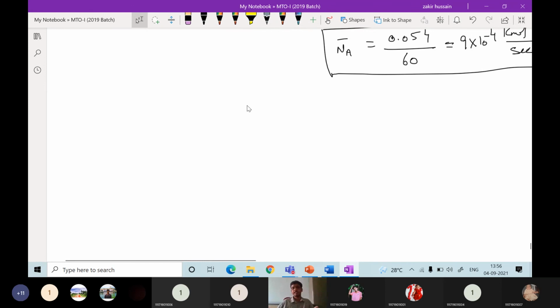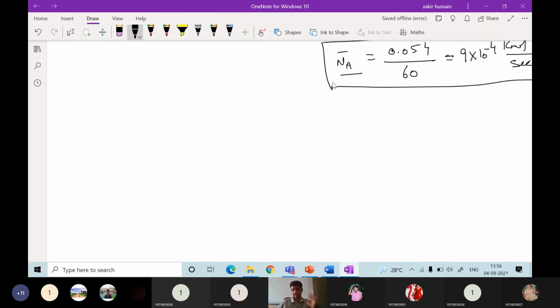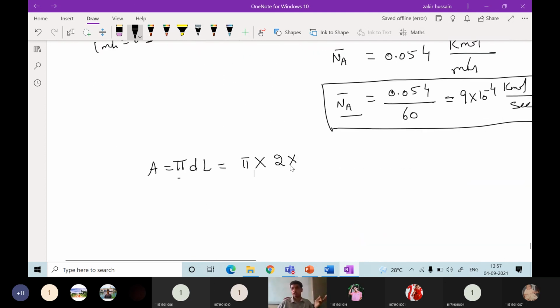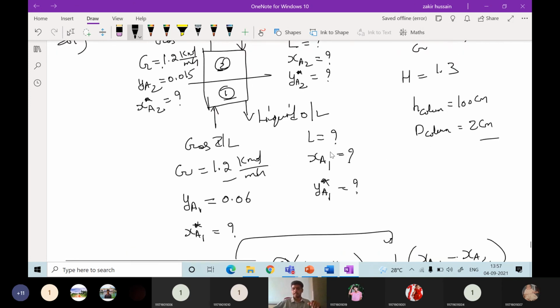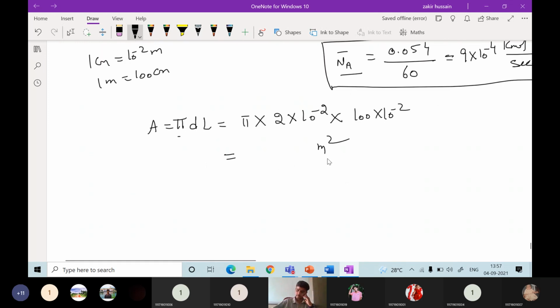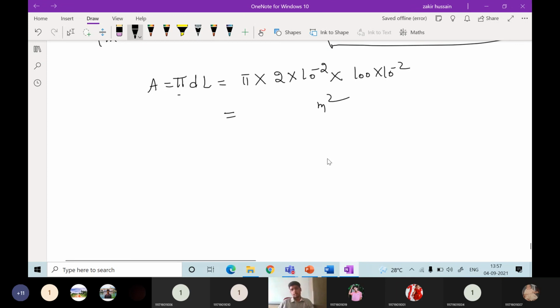Okay, then we have estimated the rate of loss, or that flux per unit width, in mole per second. Then what is the area we want? Area is equal to pi into d into l. Pi into the diameter of your tube, already they have given, wetted wall tower, 2 centimeter. 1 centimeter is equal to 10 power minus 2 meter, or we can say 1 meter is equal to 100 centimeter. That is 10 power minus 2 into the length of your tube, 100 centimeter, is equal to 100 into 10 power minus 2. So you will get the area in meter square, around 0.0628 meter square.